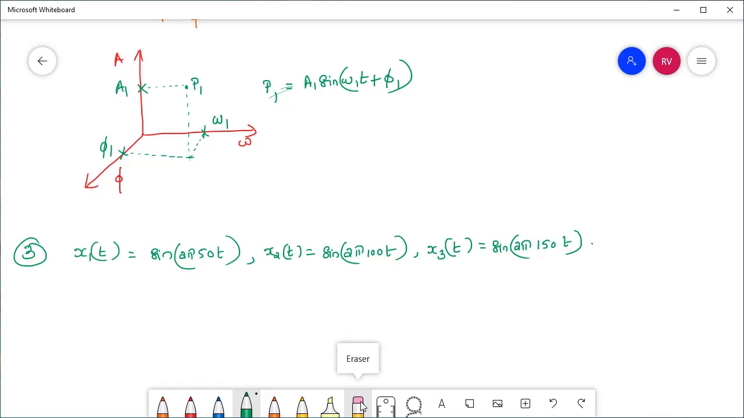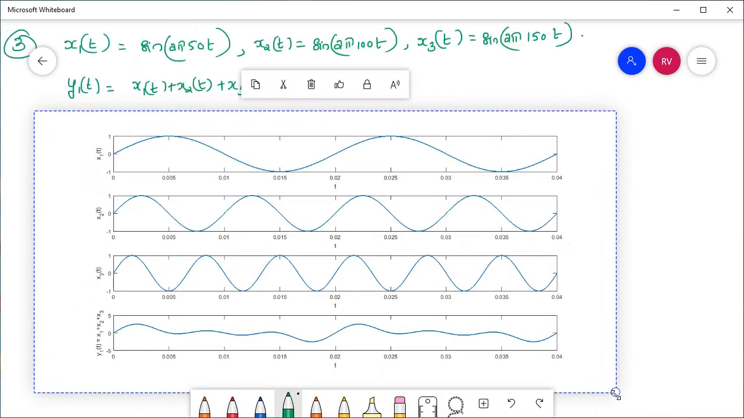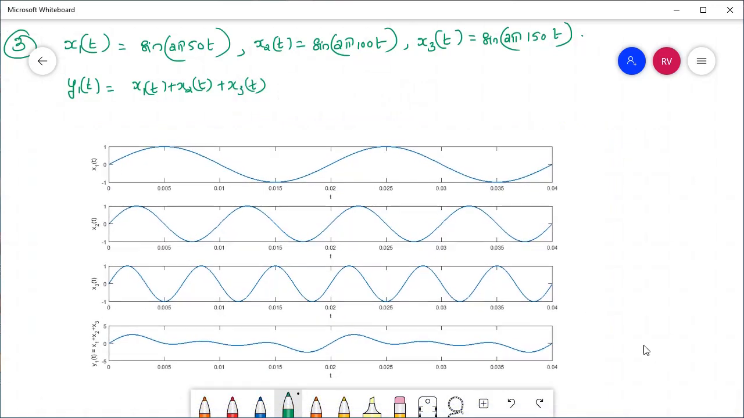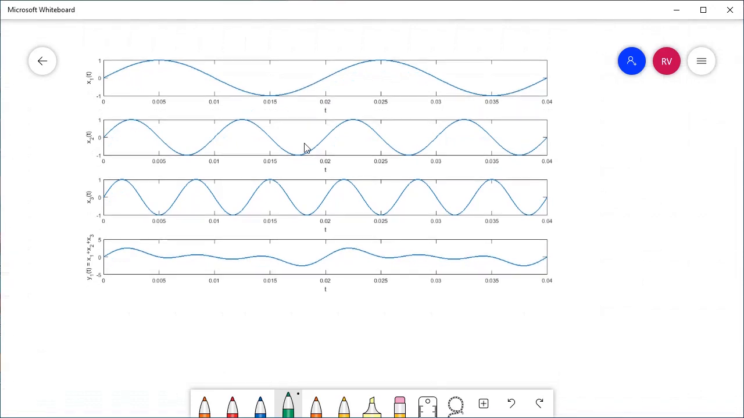Assume that I am adding them together. So the signal y1 of t is x1 of t plus x2 of t plus x3 of t. I have the simulations here. These are the sine waves. The first is a 50 Hz sine wave, the second is 100 Hz, and the other is 150 Hz, and I have added them together, and I obtained a different kind of wave. It's not a sine wave, some noisy kind of thing.